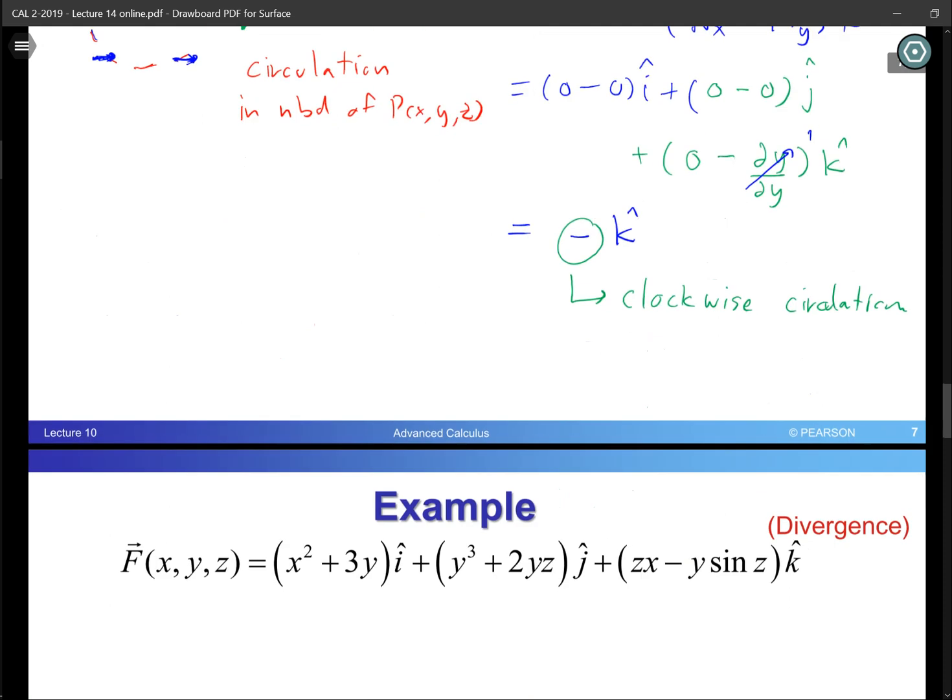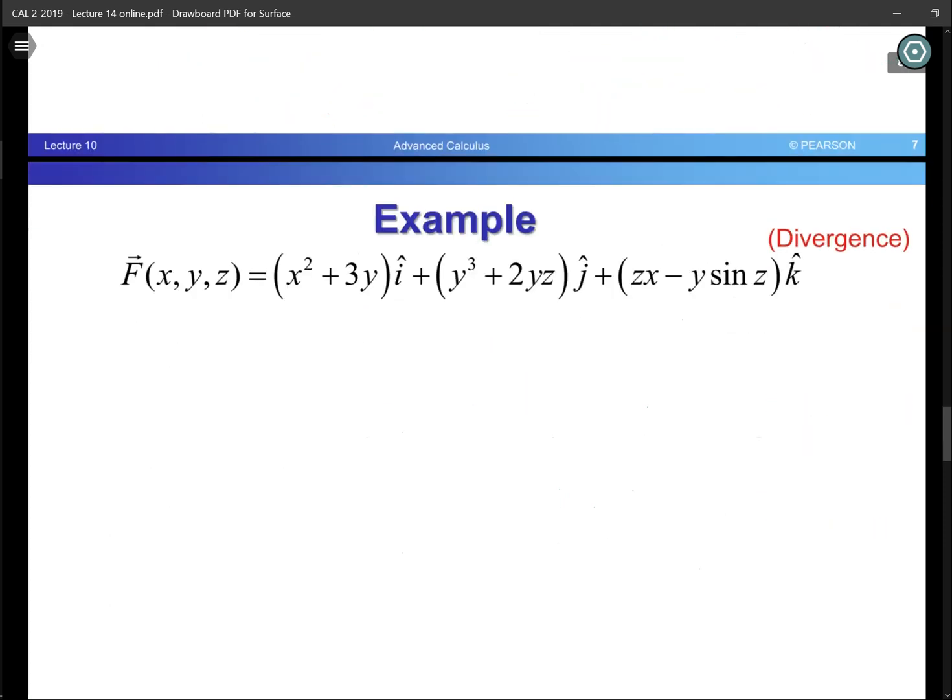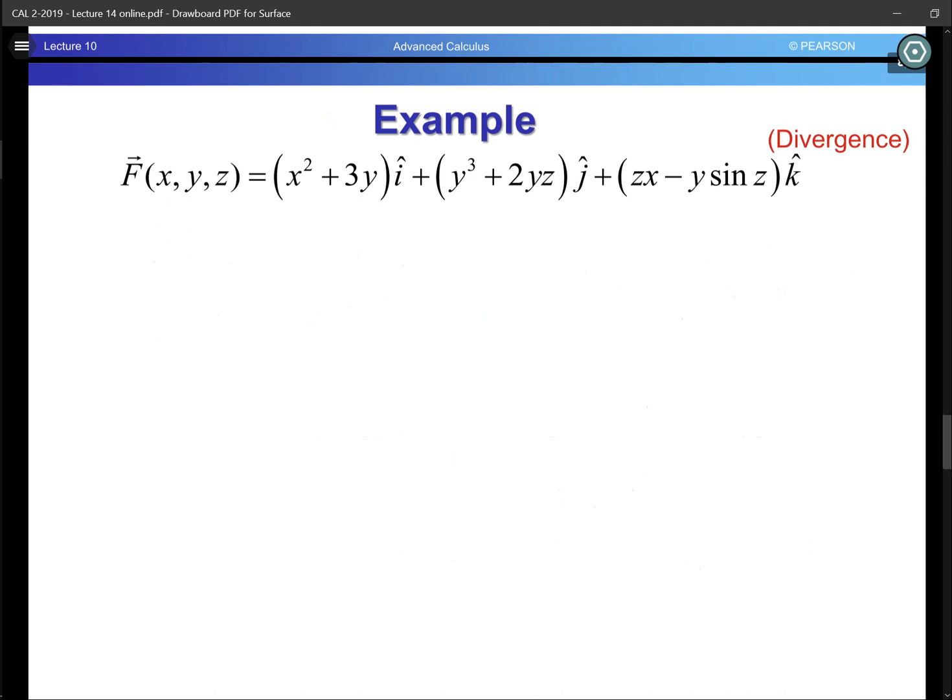Now let's move to a more complicated, more challenging problem related to divergence and curl. We have this new vector field, and it looks more complicated. We have M, N, and P, where M, N, and P each depend on x, y, z. For this example, we are going to find the divergence first.